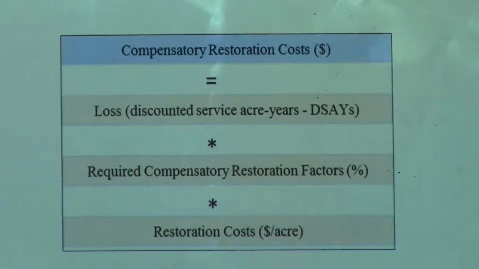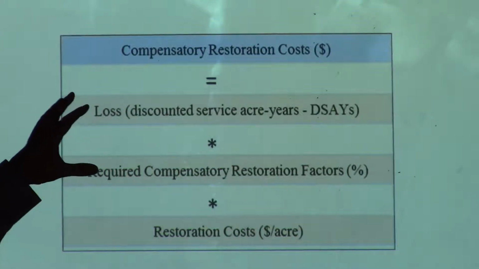So your end result is this compensatory restoration cost, and you get at that from 3 things. You have your loss, what are your impacts? From that you determine what's your required restoration, and then you cost out that required restoration, and that's your damages.